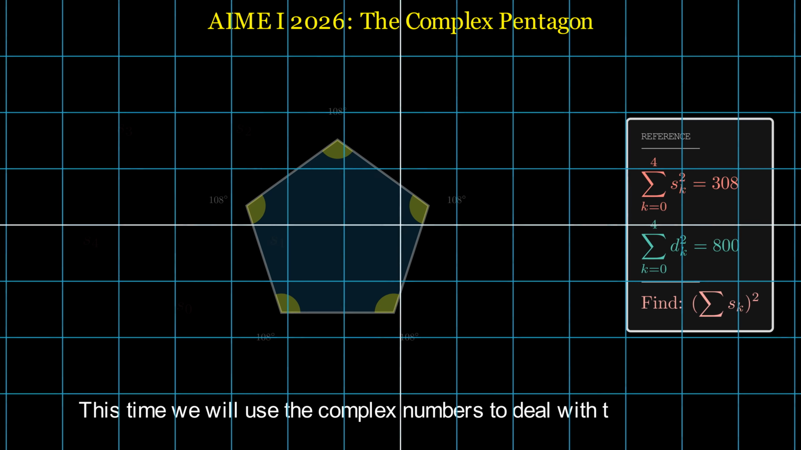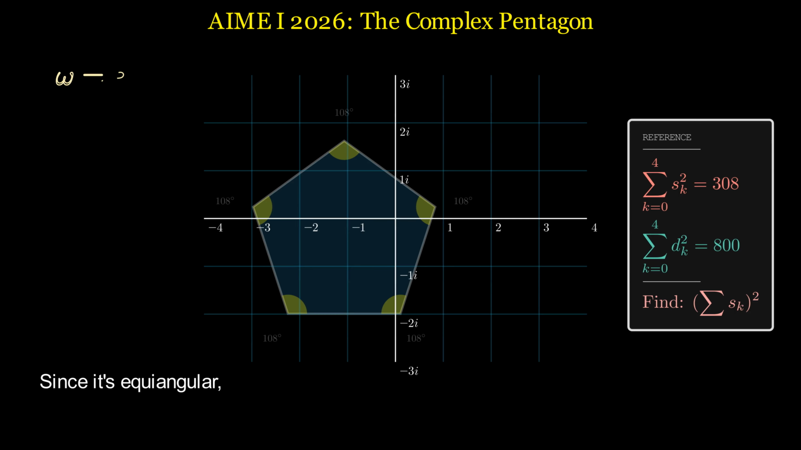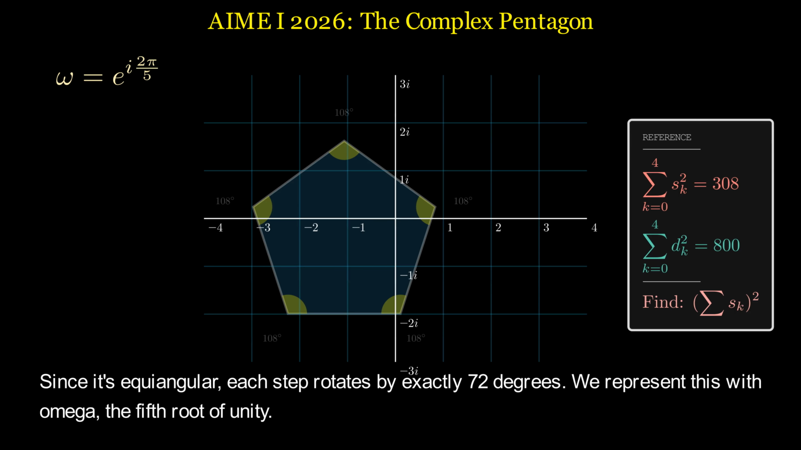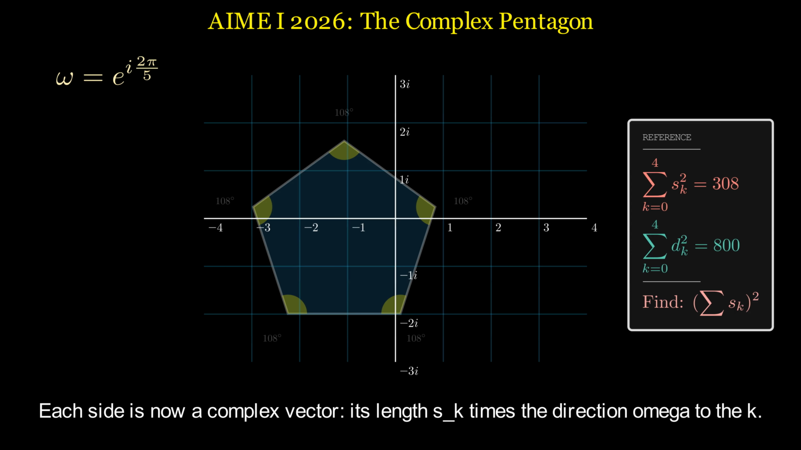This time, we will use complex numbers to deal with this problem. Since it's equiangular, each step rotates by exactly 72 degrees. We represent this with omega, the fifth root of unity. Each side is now a complex vector, its length s_k times the direction omega to the k.